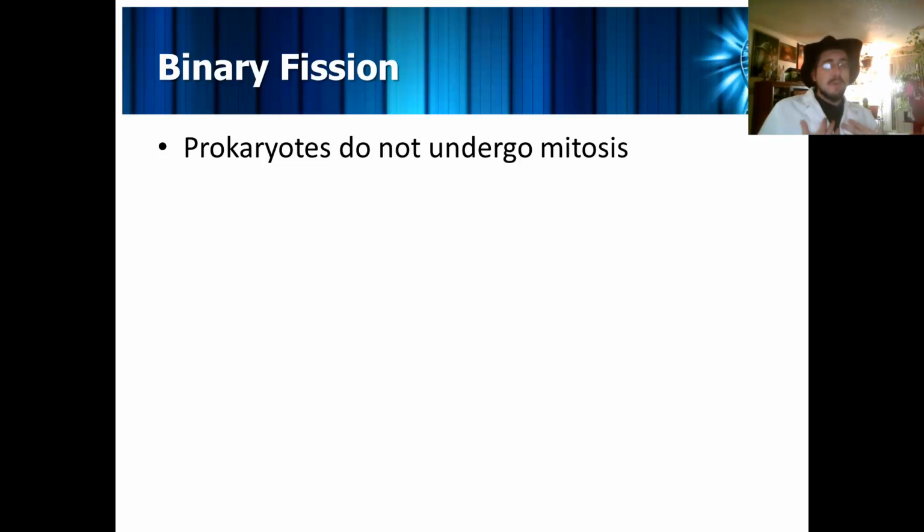For your purposes, until you take a microbiology class, you can think of binary fission as the mitosis equivalent in prokaryotes. In binary fission, prokaryotes duplicate their genomes and create two cells from one. So, binary fission is the prokaryote equivalent of mitosis.